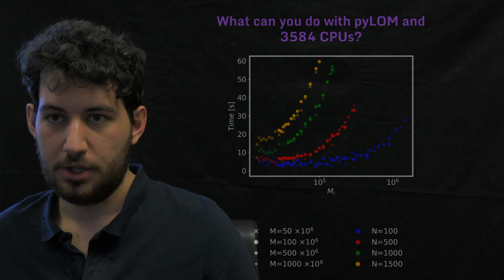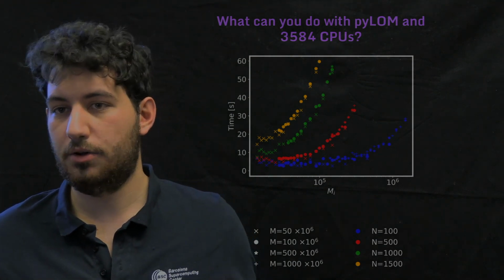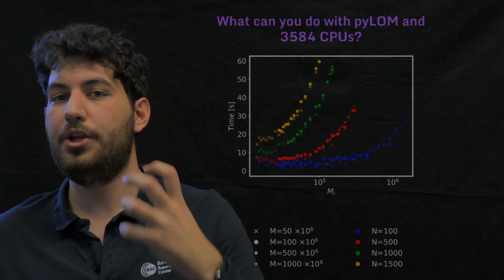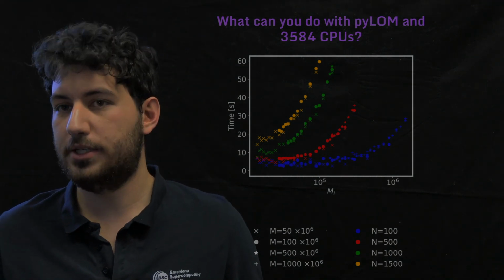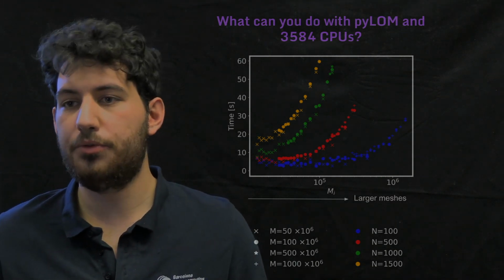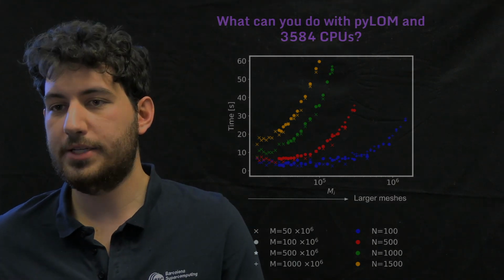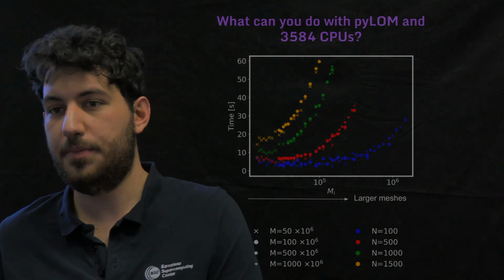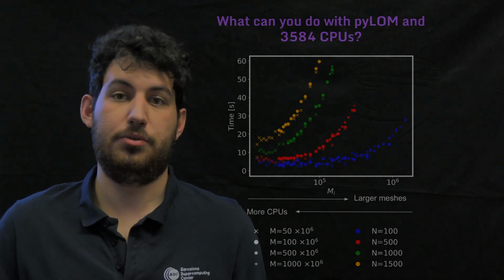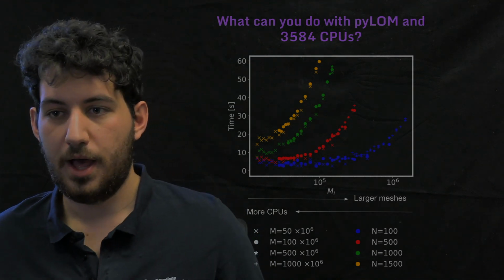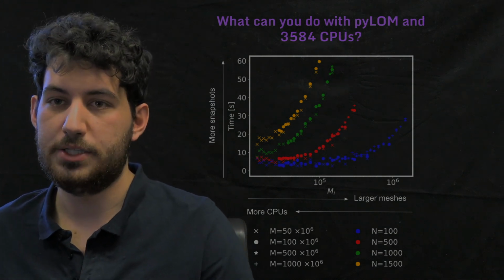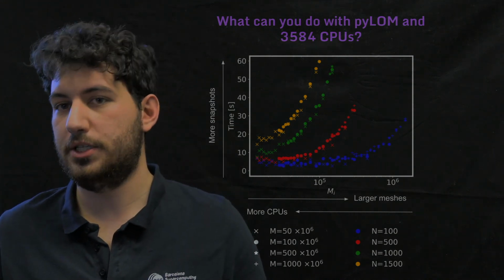So we got this plot. On the x-axis we have the local load, so how many rows each processor has, and on the y-axis we have the time it took to perform the factorizations. When you go to the right on the x-axis, it means that you are using larger meshes. When you go to the left, it means that you have more CPUs, so you have less load per processor. And of course, when you increase the number of snapshots, it also increases the time.